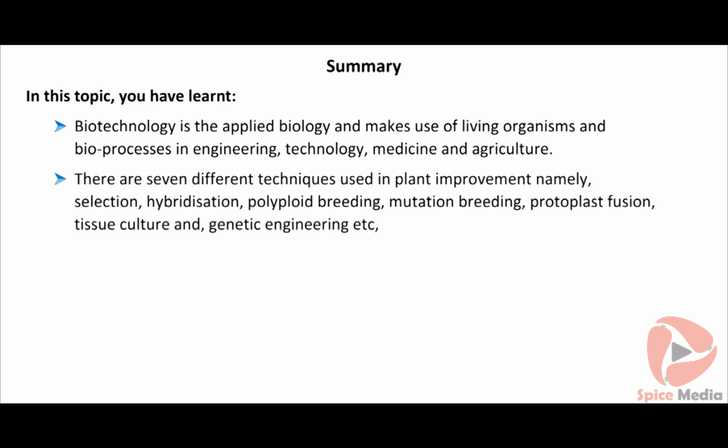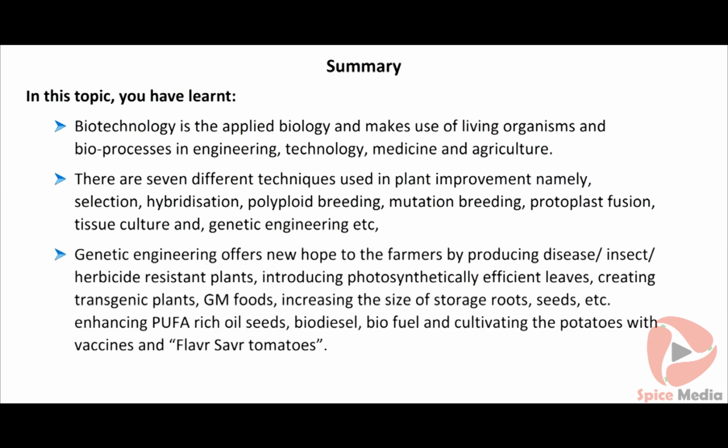There are 7 different techniques used in plant improvement, namely selection, hybridization, polyploid breeding, mutation breeding, protoplast fusion, tissue culture, and genetic engineering, etc. Genetic engineering offers new hopes to the farmers by producing disease or insect or herbicide resistant plants, introducing photosynthetically efficient leaves, creating transgenic plants, GM foods, increasing the size of storage roots, seeds, etc., enhancing PUFA rich oil seeds, biodiesel, biofuel, and cultivating the potatoes with vaccines and flavr savr tomatoes.